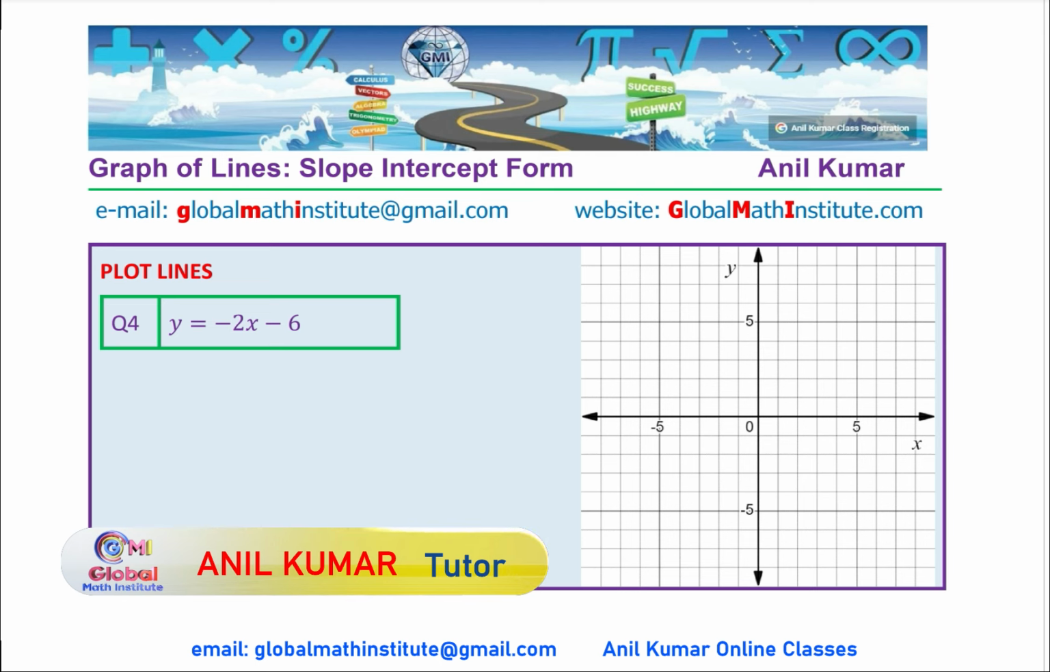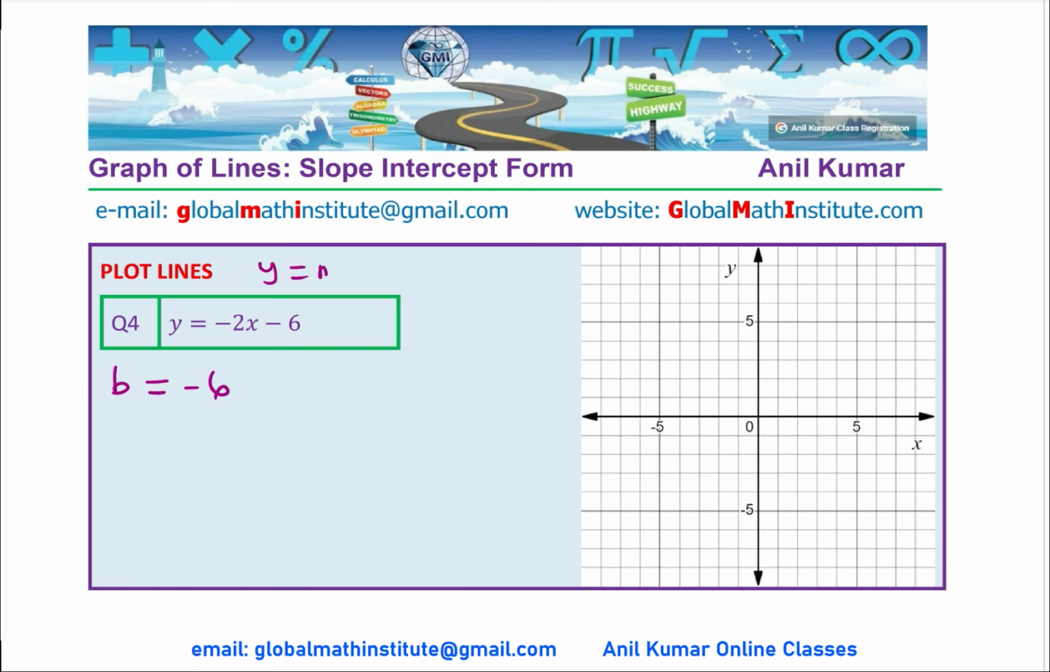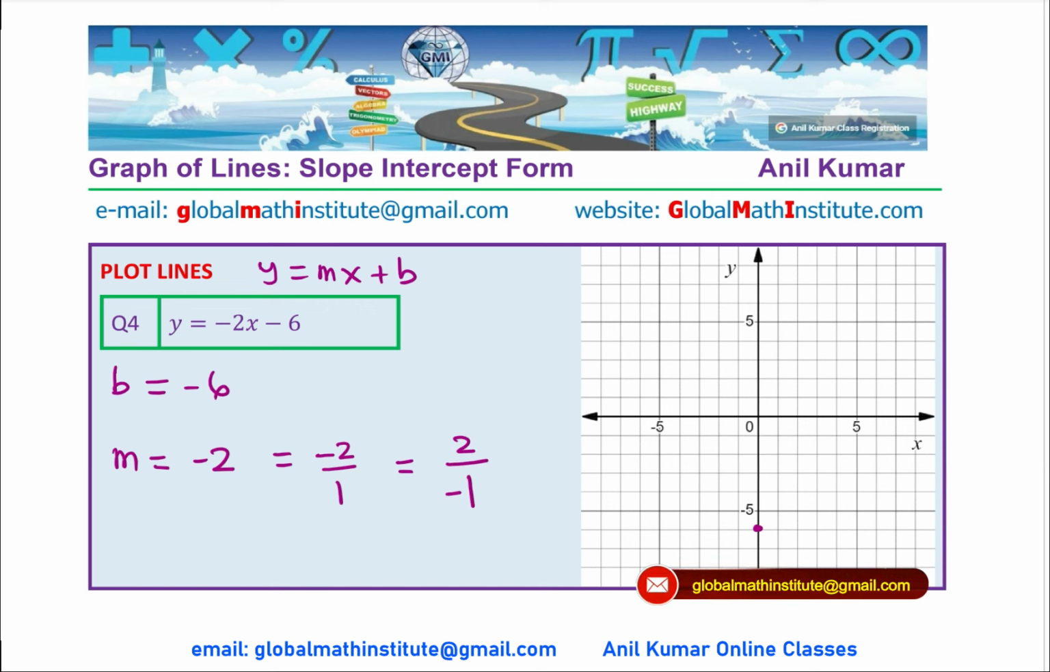Here is the fourth one for you. Here, what are we given? We are given the y-intercept b of minus 6. Compare with always y equals mx plus b. So since b is minus 6, we can plot this line here and then find what m is. So m, the slope, is minus 2. So think about minus 2 as minus 2 over 1, or you could also think about it as 2 over minus 1. Both are minus 2. So that gives you the other points.